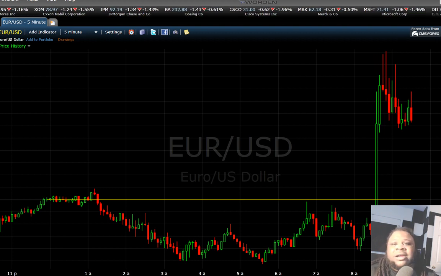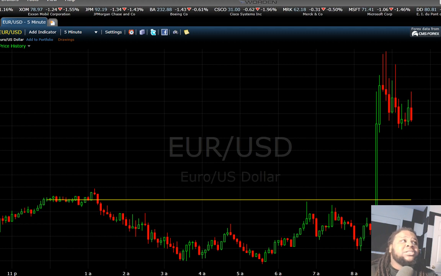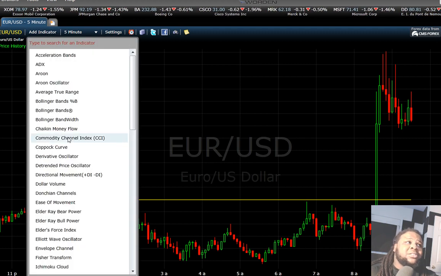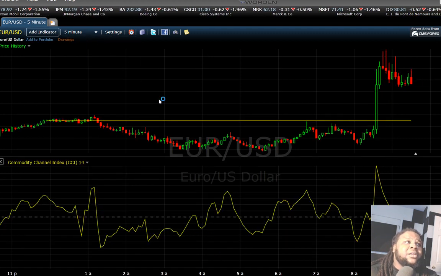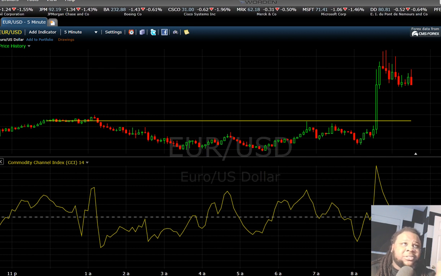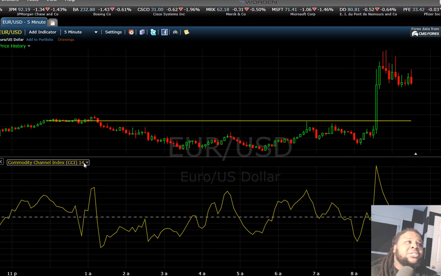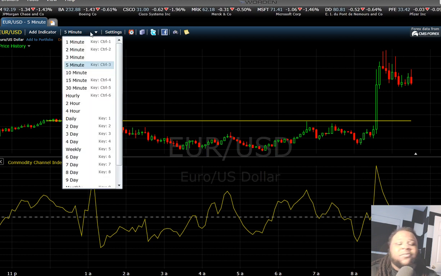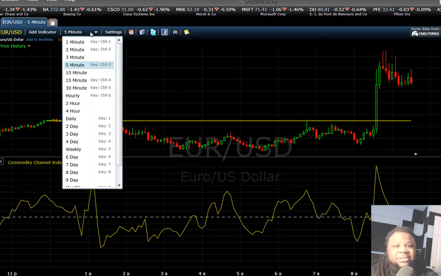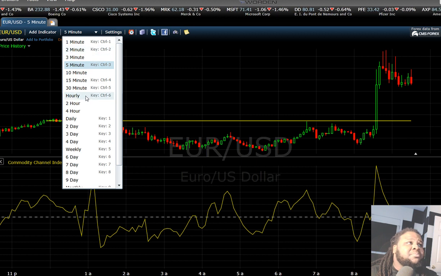Now, a lot of the ways that people use it, they really just use the CCI within itself. If you go right here, this is what it looks like. This is what a normal Commodity Channel Index looks like. As you see, the period is already set to 14. This is the normal way that you see people use it.